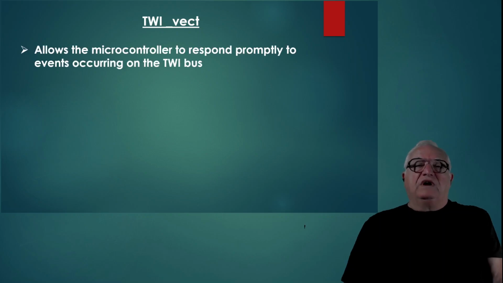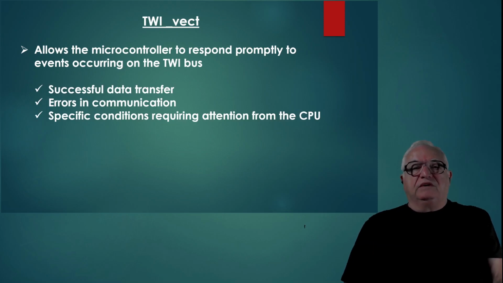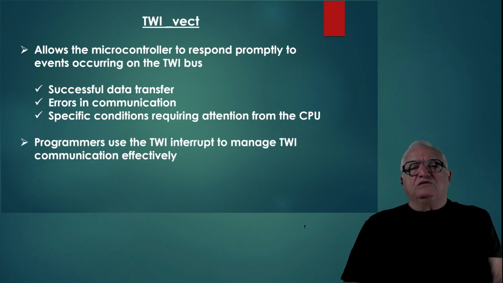TWI vector, that's your I2C bus, allows the microcontroller to respond promptly to events occurring on the TWI bus. For example, we have a successful data transfer, errors in communication, or a specific condition requiring attention from the CPU. Programmers use the TWI interrupt to manage TWI communications effectively. So you have your communications through your I2C, and then if something goes wrong, an interrupt is triggered, then you can go and resolve the issue.